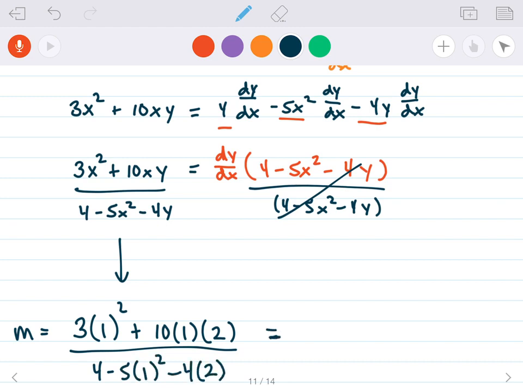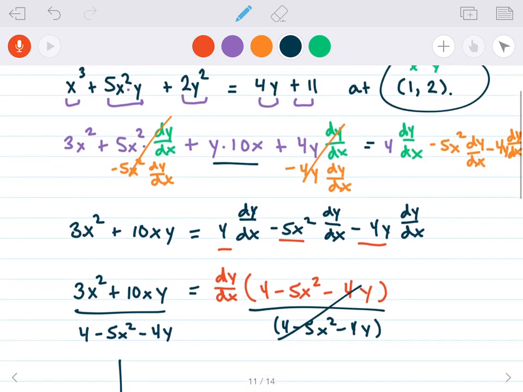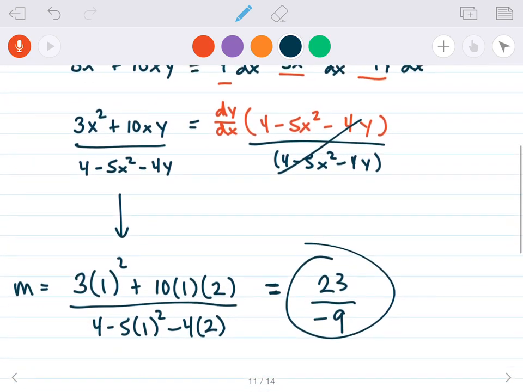So simplifying the top, we get, let's see, 23, I believe. And the bottom, we get 4 minus 5, which is -1, minus 8 is -9. So this is our slope of the tangent line to the curve at x equals 1, y equals 2.